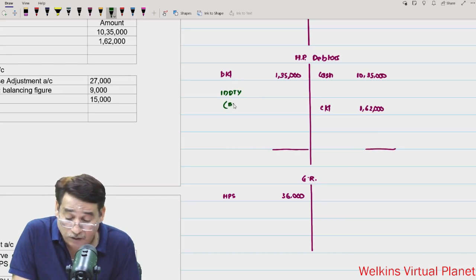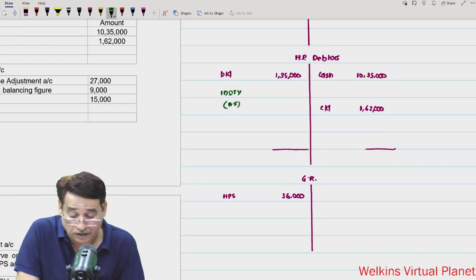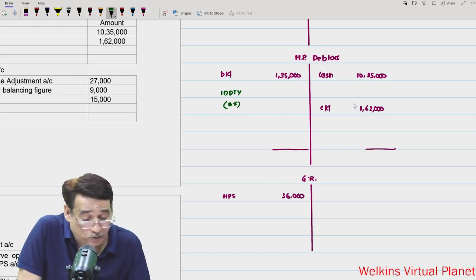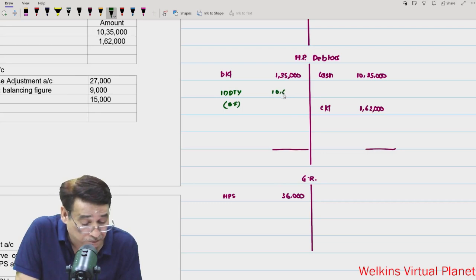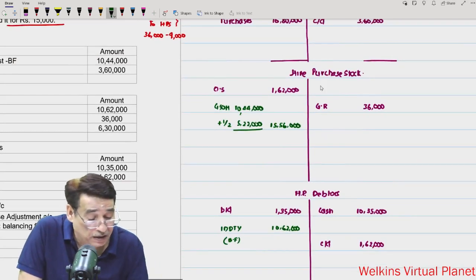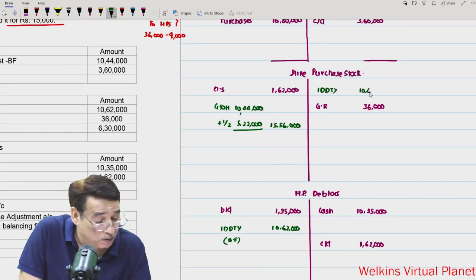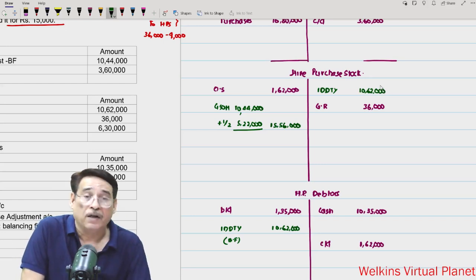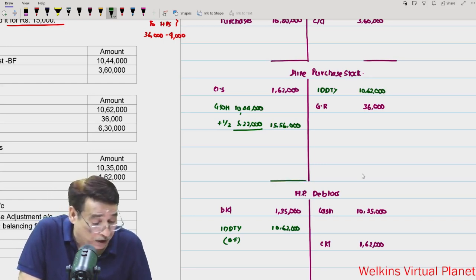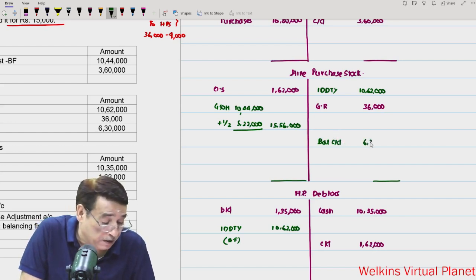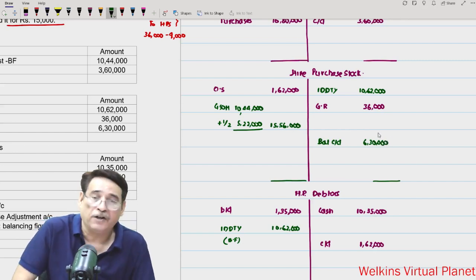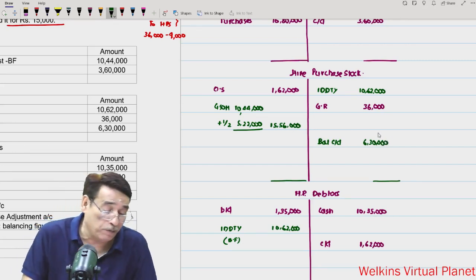Now, what will be the installment due during the year figure in this particular case? Installment due during the year will be equal to 10,62,000. Now, you will take this 10,62,000 to this side. Correct? And now you will have to balance this one to get the closing balance. So balance carried down of hire purchase stock account, ultimately, you will get 6,30,000. So this is how you will have to prepare these accounts.